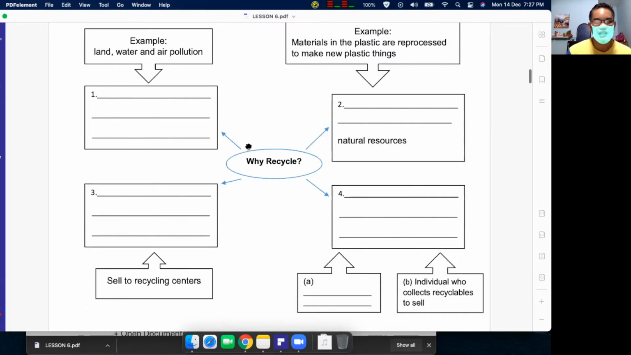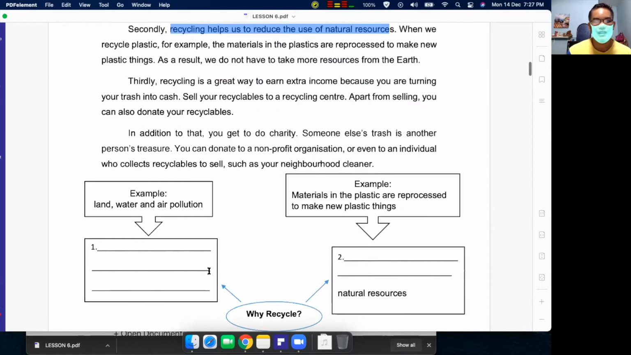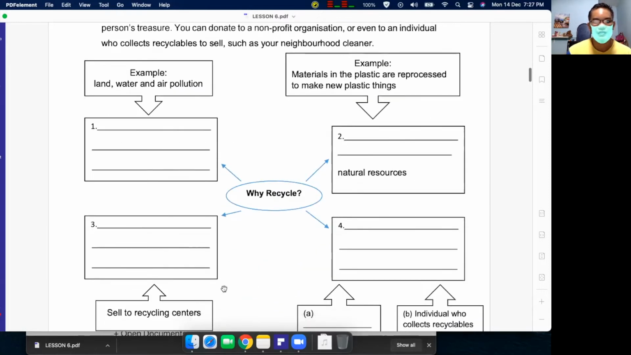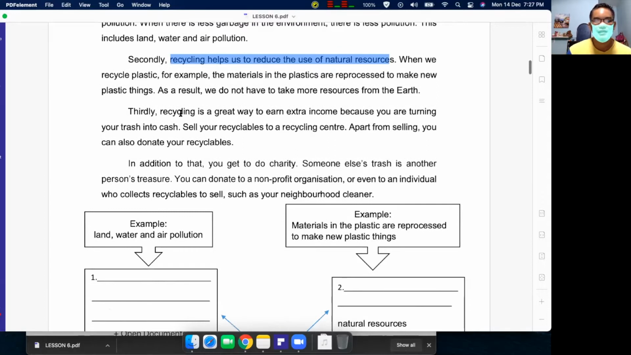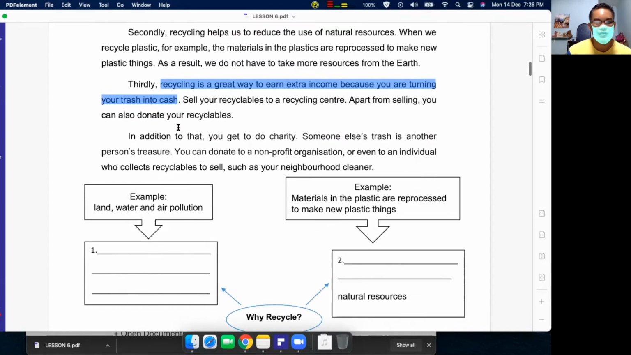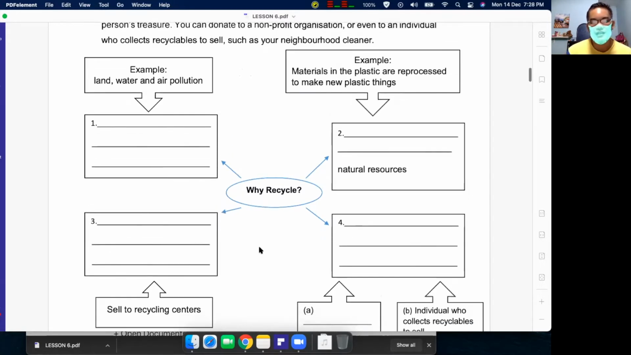Number 3, why do we need to recycle? Okay, sell to recycling centers. Number 3, obviously on paragraph 3. You can simply lift the whole sentence there. Recycling is a great way to earn extra income because you are turning your trash into cash and sell it to recycling centers. So boys and girls, this is a kind of format that you always see during your examination.